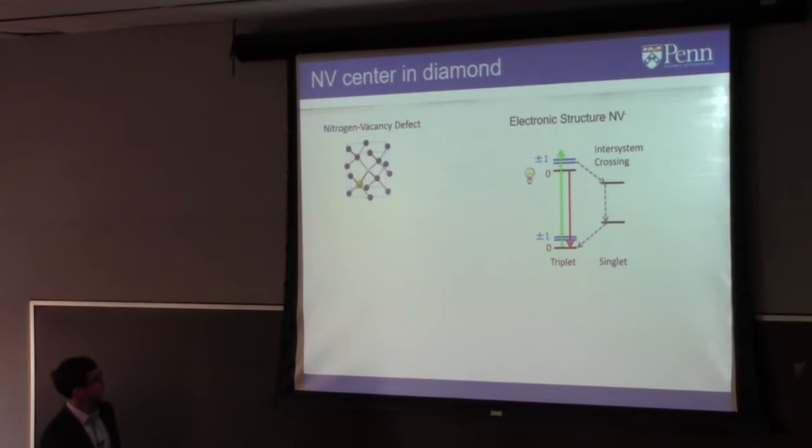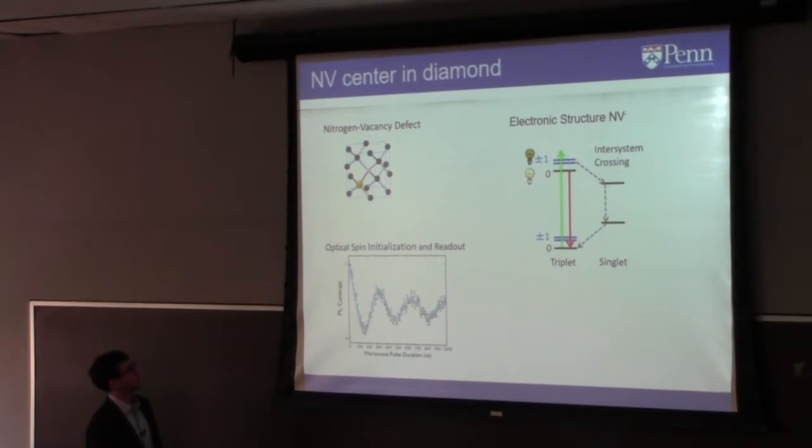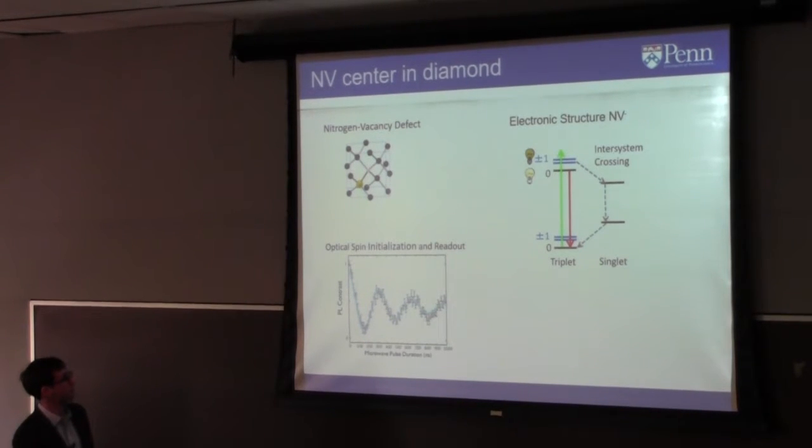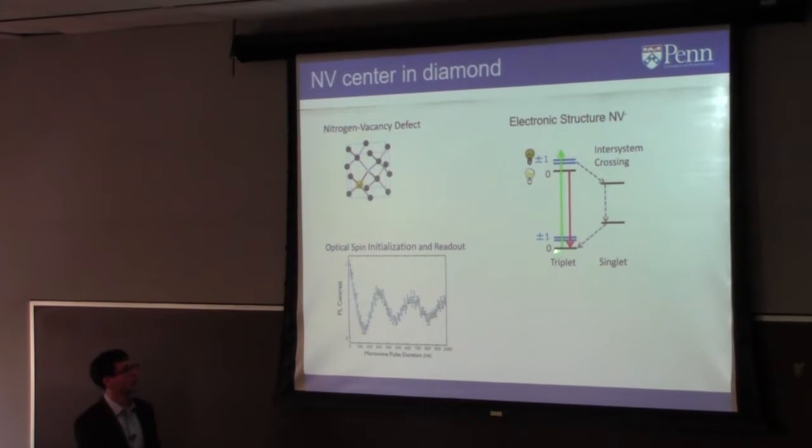And so we usually like to say the ms equals 0 state is the bright state, and the plus or minus 1 is the dark state. And so you can actually do some pretty basic implementations of quantum mechanics. If you've ever taken perturbation theory in quantum mechanics, you do Rabi oscillations. And this is actually data from our lab where we're performing a Rabi oscillation, which is showing that we can coherently control this ground state. So we can go from 0 to plus or minus 1 and back.